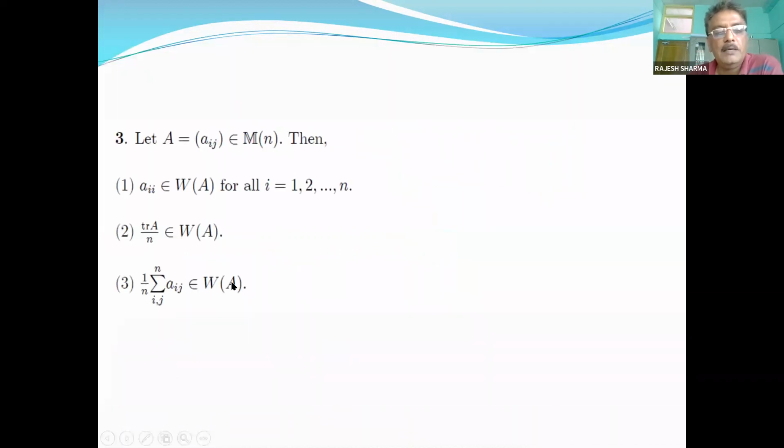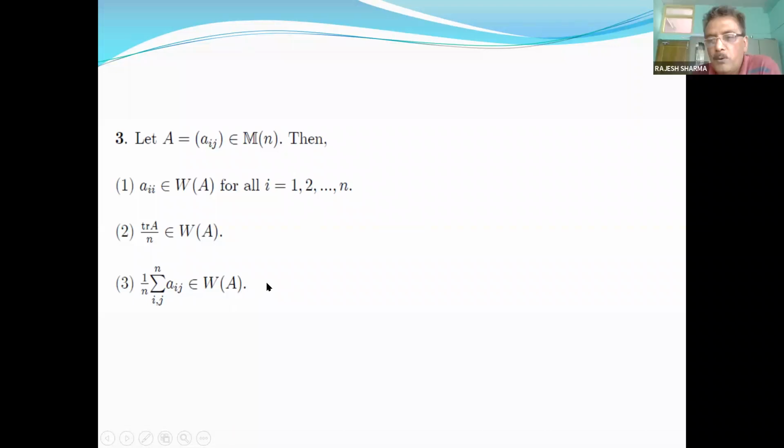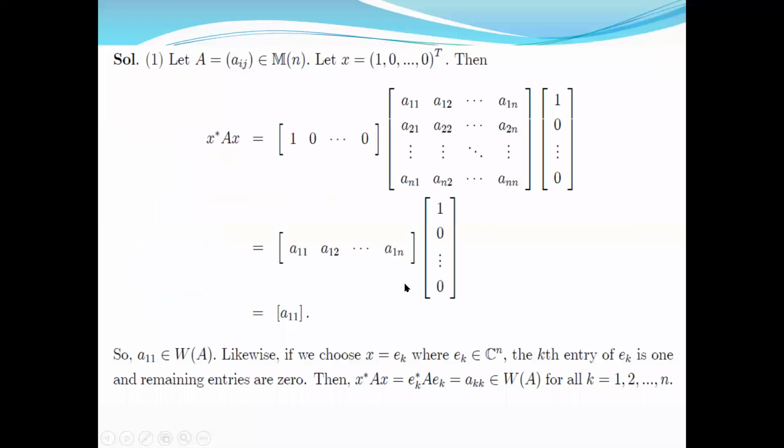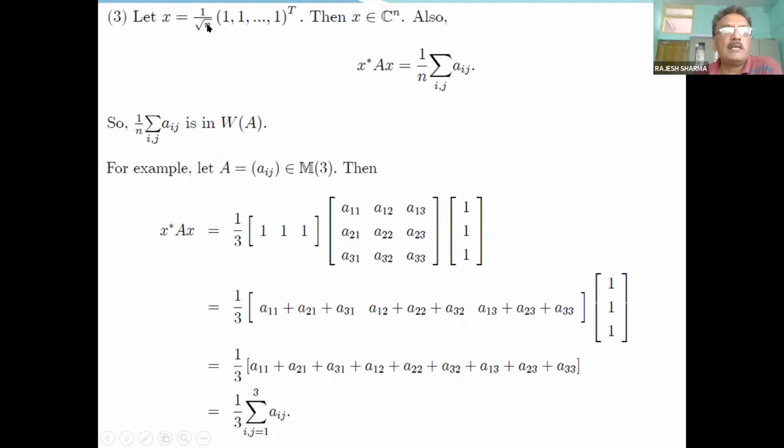Now this third part. We will take the vector with all entries 1 by root n. Let x equal 1 by root n times (1, 1, 1) transpose. Then x belongs to Cn. Also in this case, x star Ax comes out to be 1 by n times the sum over i, j of aij.